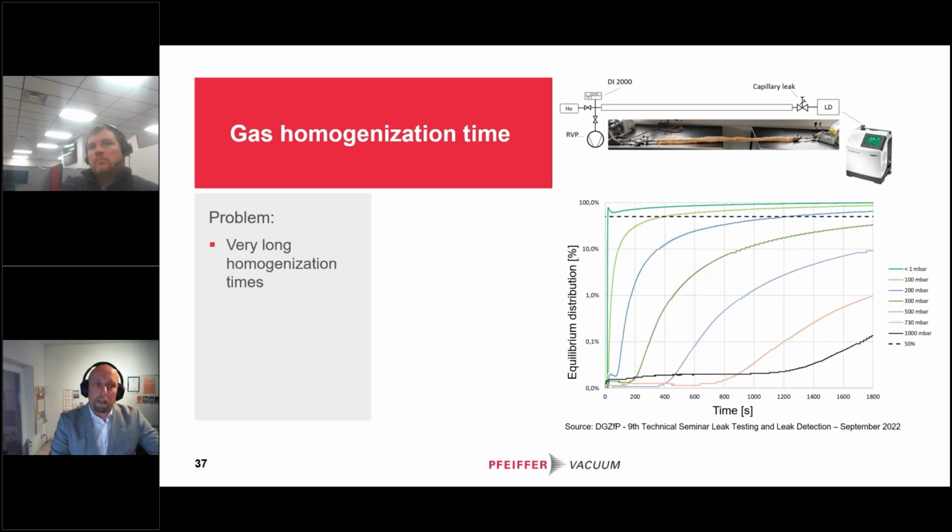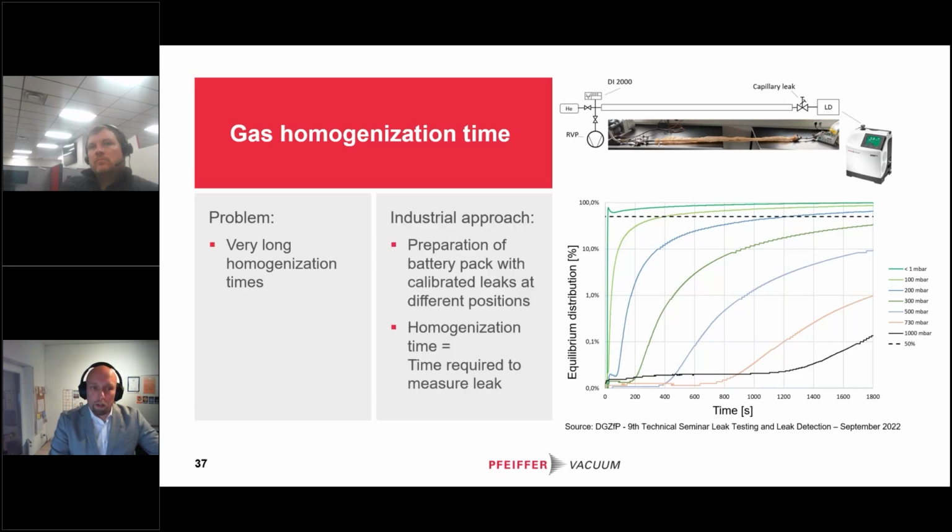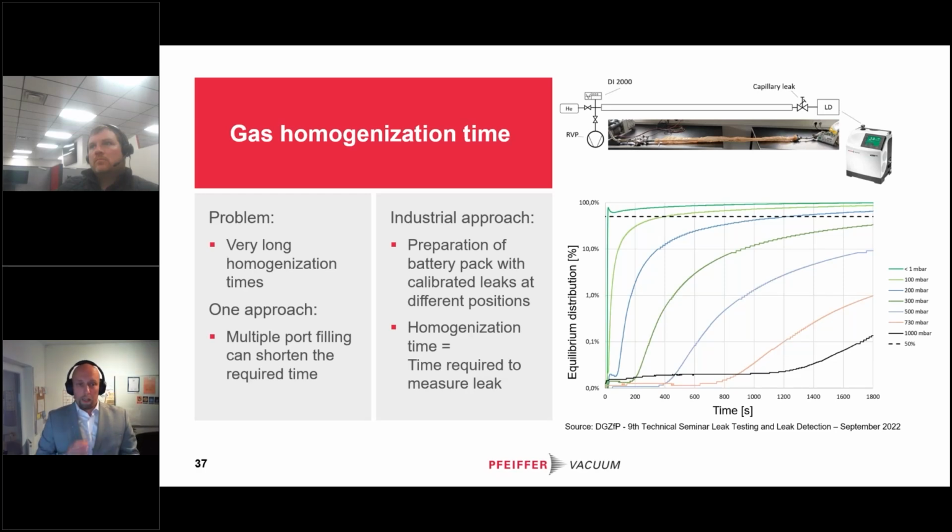The problem is that we cannot really define an analytical model. So the industrial approach is to prepare the battery pack with calibrated leaks at different positions and just measure the time it needs to find all the prepared leaks with a sniffer probe moving around the product to be tested. You can clearly speed up the homogenization time: instead of filling over only one port, use multiple port fillings, because with several inlet positions you get easier distribution inside the complex part system in the battery pack.